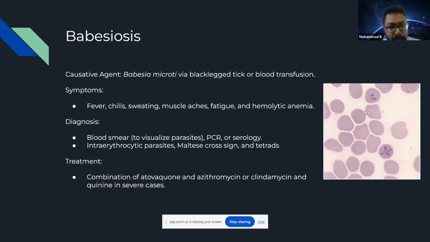And the way we treat it is through atovaquone, and you could use azithromycin or clindamycin. The reason we use atovaquone is that it's very similar to malaria.